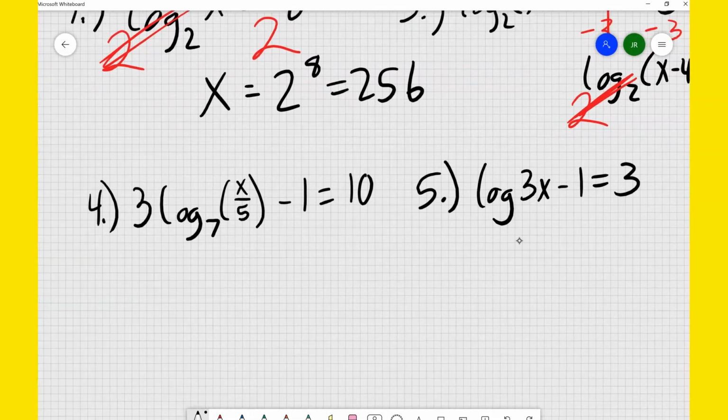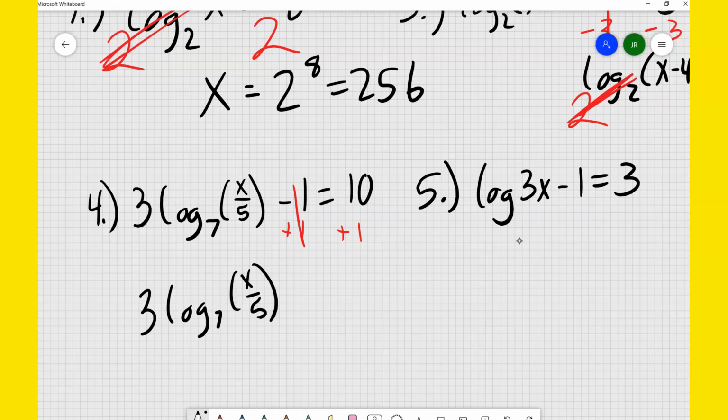All right, let's do number 4. What do we do first? We get rid of that minus 1 by adding 1 to both sides. We get 3 log base 7 of x over 5 equals 10 plus 1 is 11. Then we divide both sides by 3.